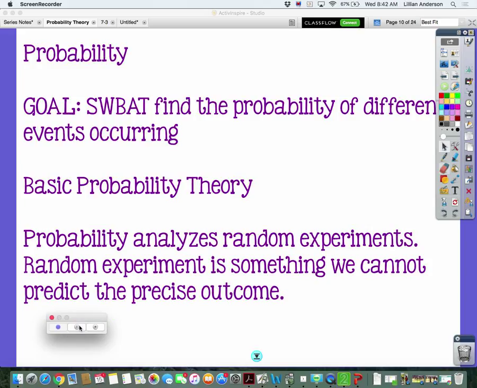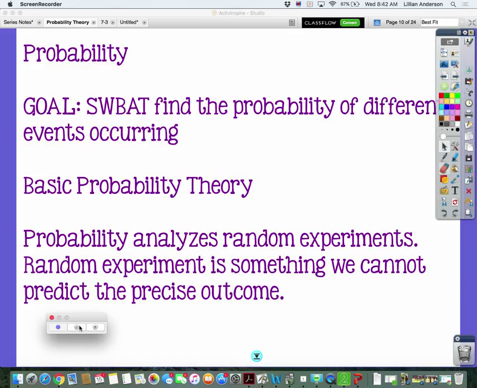So today's lesson is talking about probability. You guys are going to be able to find the probability of different types of events that occur. Okay, and so we're basically starting with the basic probability theory. And basically what probability does is it analyzes random experiments.